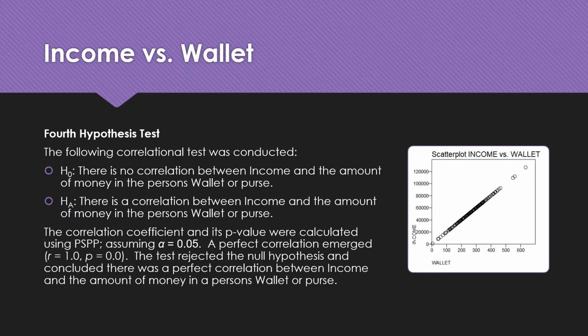On our fourth test, we looked at a person's income versus how much money they might have in a wallet or a purse. And in this case, you can see it's a perfect correlation.